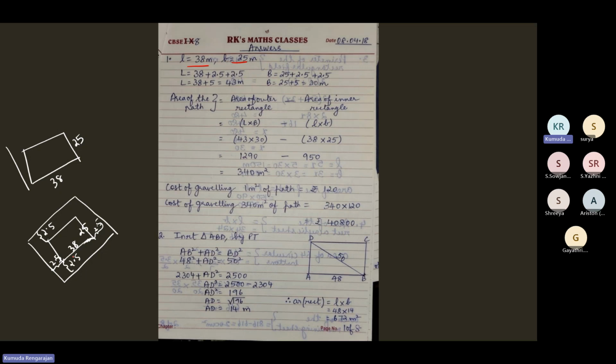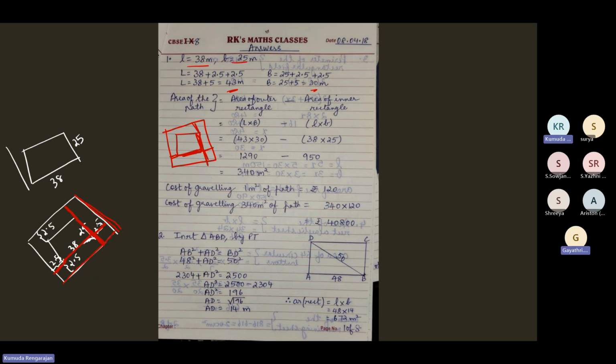The length of the outer rectangle will be 38 plus 2.5 plus 2.5, and the breadth of the outer rectangle will be 25 plus 2.5 plus 2.5. Correct? Yes or no, children? Yeah, this one is 38. This is 2.5 meters wide on either side. So 38 plus 2.5 plus 2.5 will be the outer length. The outer breadth will be 25 plus 2.5 plus 2.5. Like that, we calculate the external length and the external breadth.